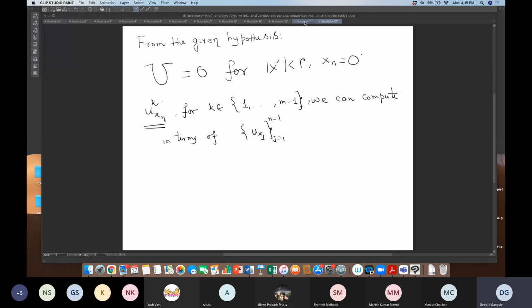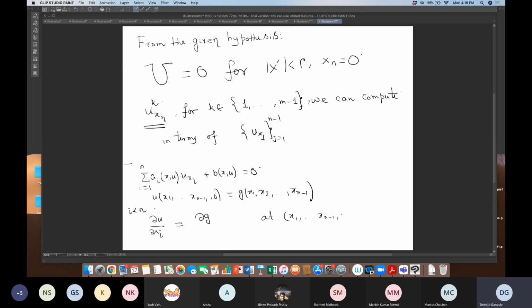Because if you check, just see a toy problem. Just see an example. You consider the first order one: sum over i equal to 1 to n of ai u xi, plus B u xn equal to 0. Simple problem. This is very important to understand. u of x1 up to xn minus 1 comma 0 is given to be g of x1, x2 up to xn minus 1. Now you tell me how we can compute del u by del xi for i strictly less than n. Del u by del xi is nothing but del g by del xi at the point x1 up to xn minus 1 comma 0. Yes or no? You agreed or not?